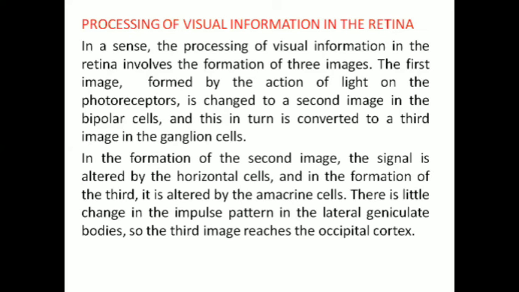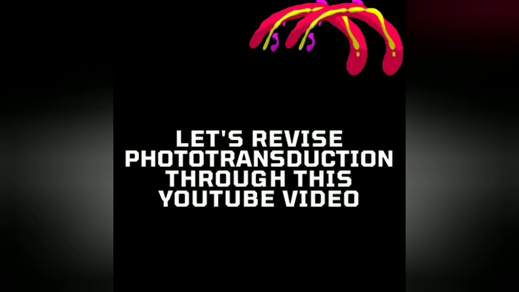There is little change in the impulse pattern in the lateral geniculate bodies, so the third image reaches the occipital cortex. So all the later part of this visual information, how this is processed and how this information is carried through the visual pathway, will be discussed in the later classes. I suppose you have got a little bit of an idea regarding this photochemistry of vision.